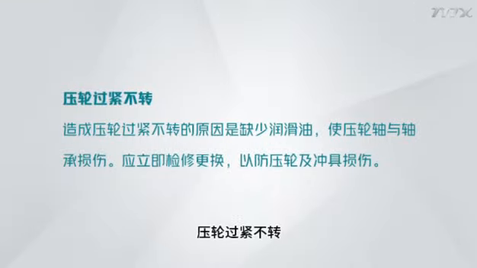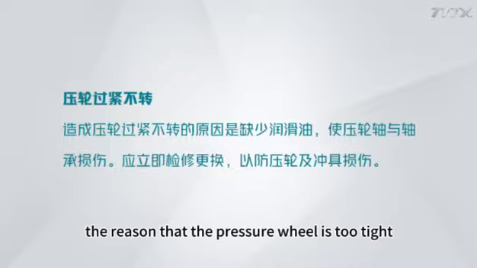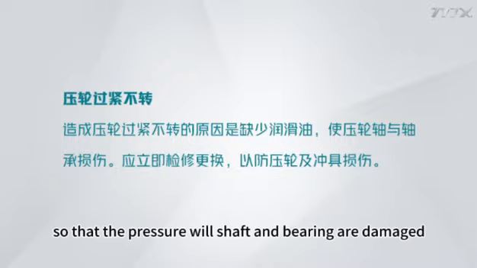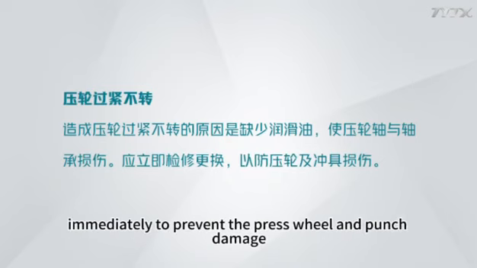The press wheel is too tight to turn. The reason that the pressure wheel is too tight and does not turn is the lack of lubricating oil, so that the pressure wheel shaft and bearing are damaged. It should be repaired and replaced immediately to prevent damage to the press wheel and punch.